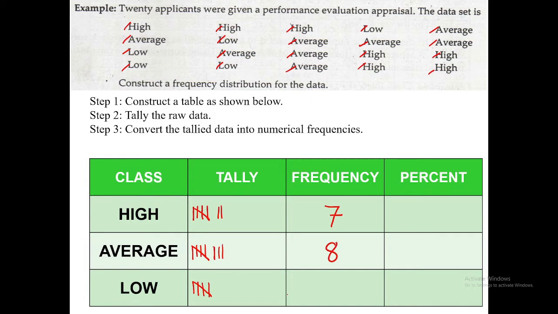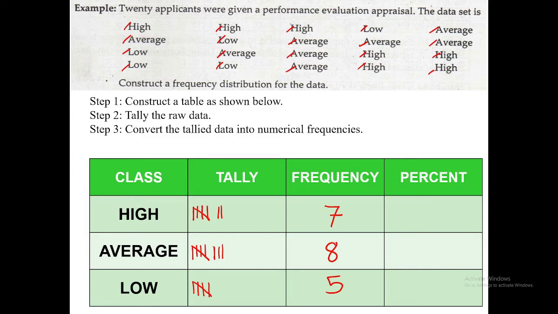And what about the low? 5. Now, how do we check whether our answer is correct? By counting the lines. Aside from that, how do we check whether all of the tallies are complete? How do we know that? That we tallied correctly and nothing is missing.